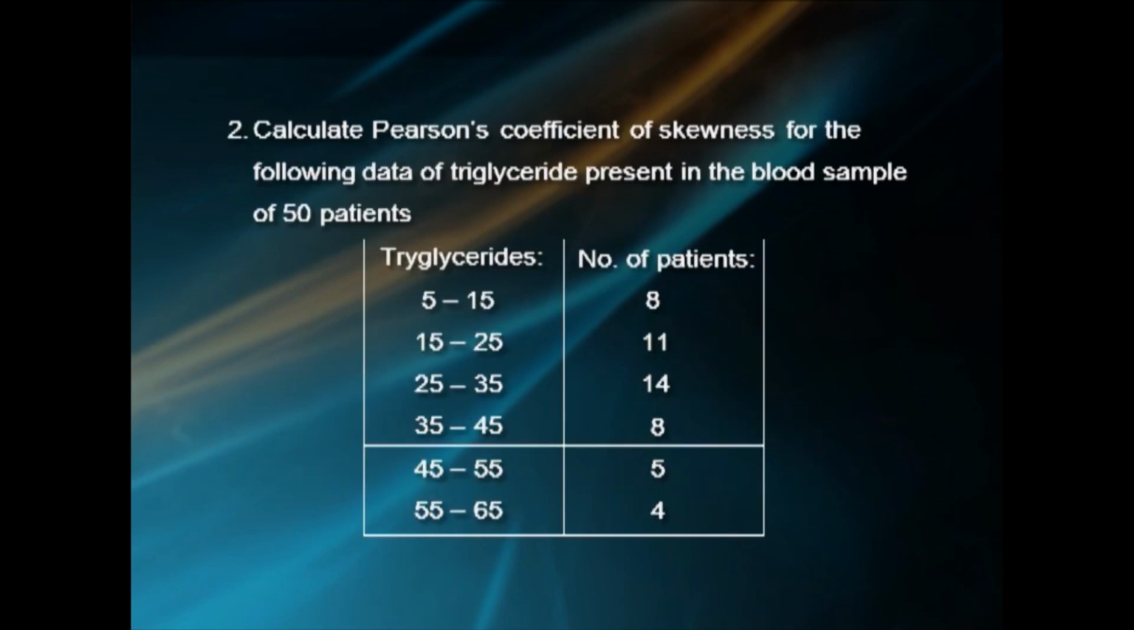Question 2. Calculate Pearson's coefficient of skewness for the following data of triglyceride present in blood samples of 50 patients. Triglycerides 5 to 15, 15 to 25, 25 to 35, 35 to 45, 45 to 55 and finally 55 to 65. Number of patients 8, 11, 14, 8, 5 and 4.